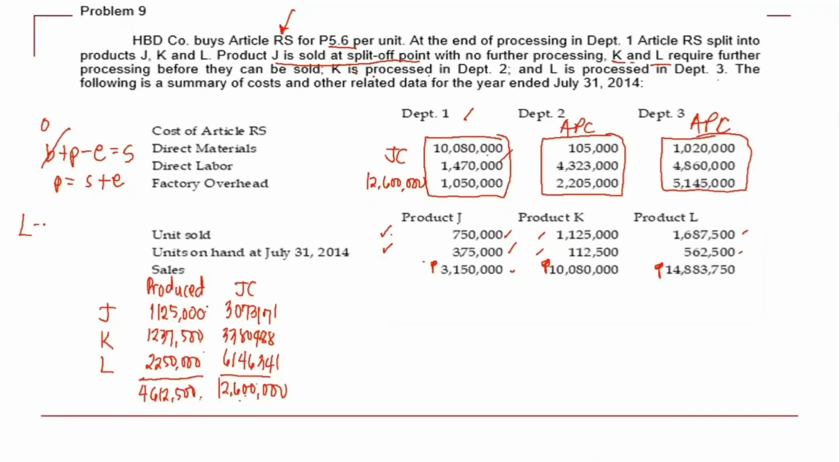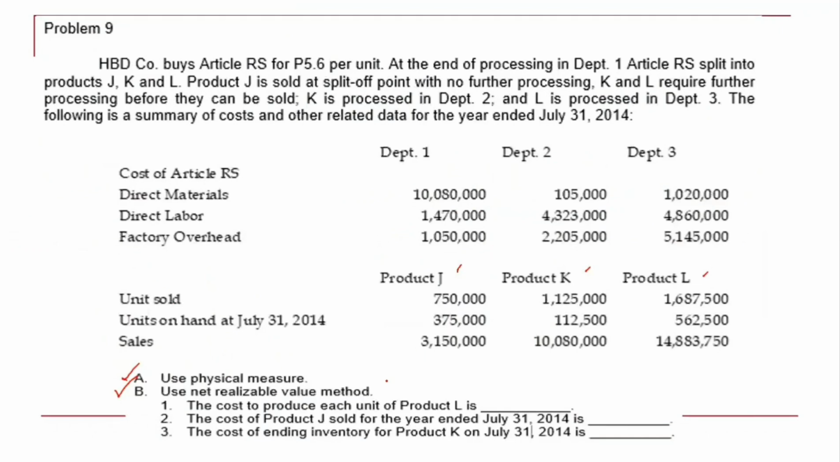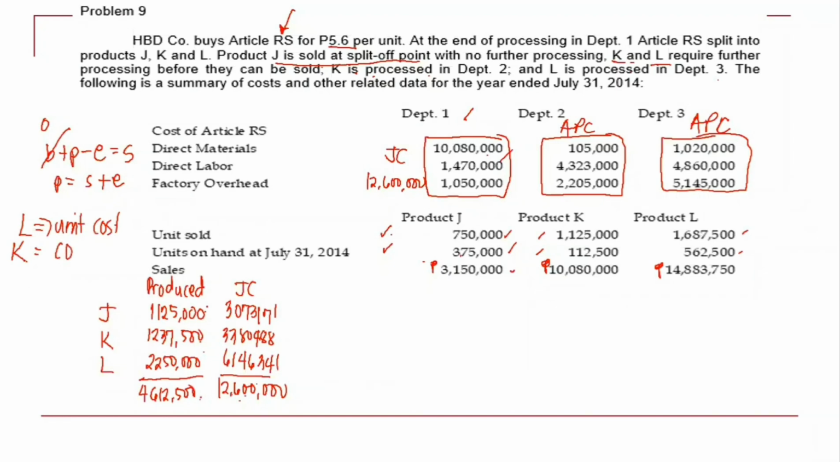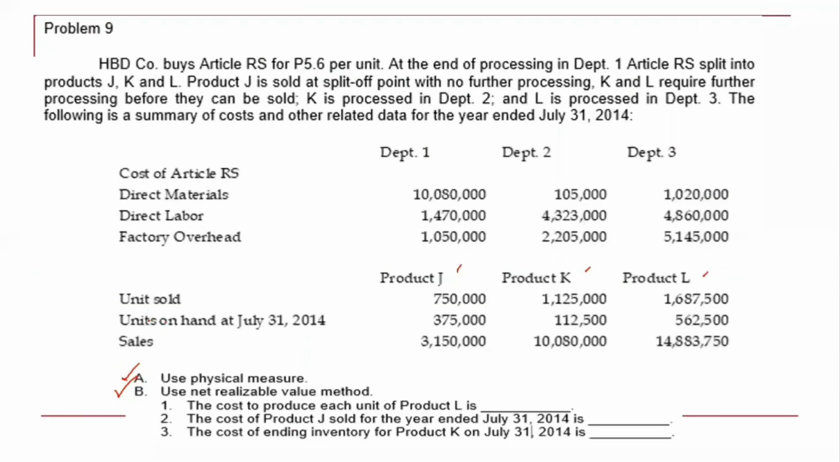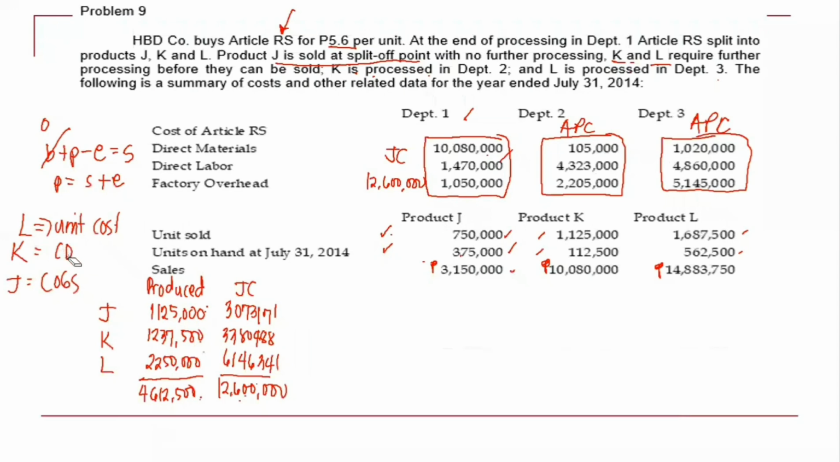Susulat po natin si L unit cost. Kay K ano ang tanong? Ay kay K tama, kay J naman cost of product J sold. So COGS ang tanong kay J, cost of goods sold. Kay K ang tanong ay ending inventory. So gawin na lang natin lahat yung COGS, yung total cost, yung ending at saka yung unit cost natin.